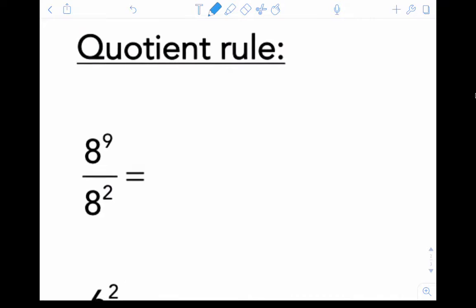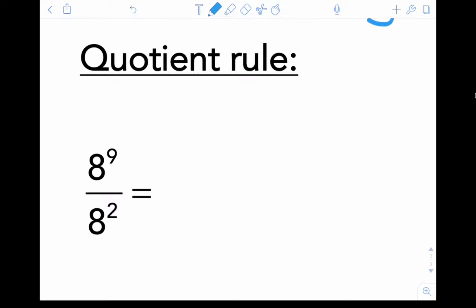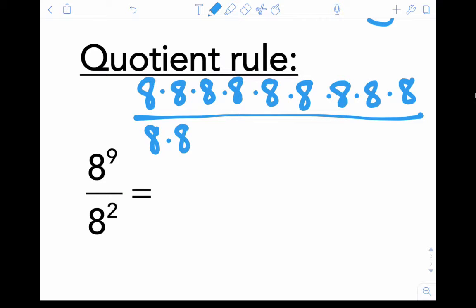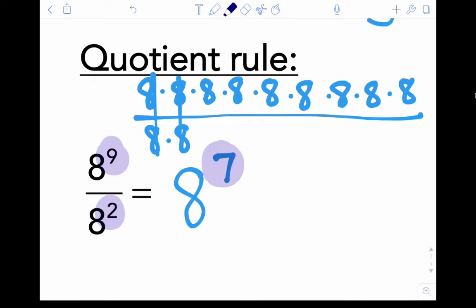So for this first one, first of all, let's see what's happening here. I have 8 to the 9th over 8 squared. So 8 to the 9th would be 8 times 8 times 8 times 8 times 8 times 8 times 8 times 8 times 8 over 8 squared, so I have 8 times 8. Well, my 8 over 8 and my 8 over 8 cancel out. They just cancel to 1. And I'm left with 7 eighths in my numerator. So this is 8 to the 7th. 9 minus 2 is 7. So since I had the same base, I could have subtracted my exponents to get 7.